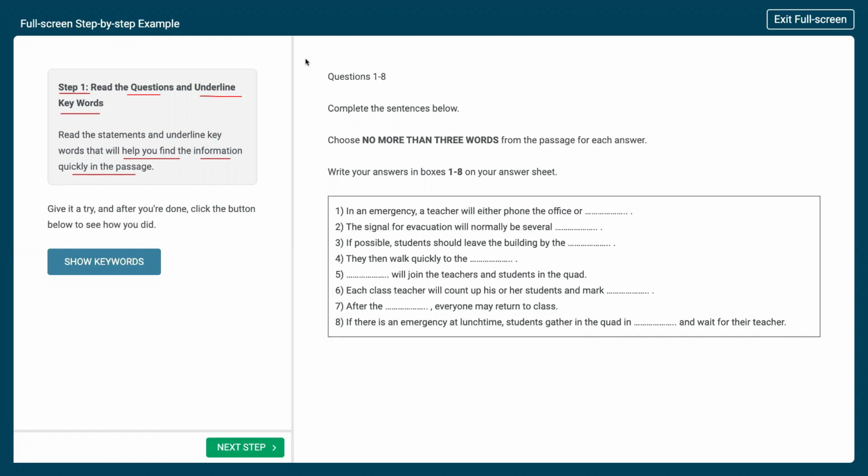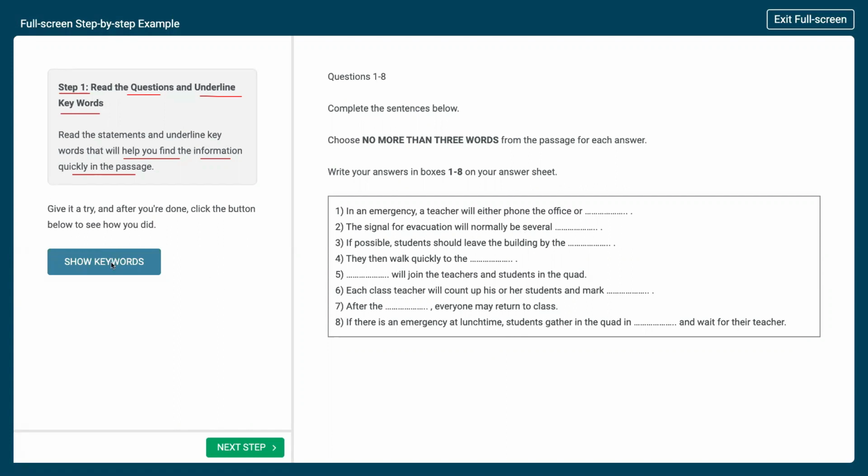Now, just for timing and to make sure that everything is clear, I'm going to show the keywords as we read this together so that you can see right away what I have underlined, because you should always try to combine these 2 parts of step 1. So you should be reading the questions and underlining at the same time. This will save you time and it will be really efficient because we have another step next that will require us to actually look at the different parts of speech.